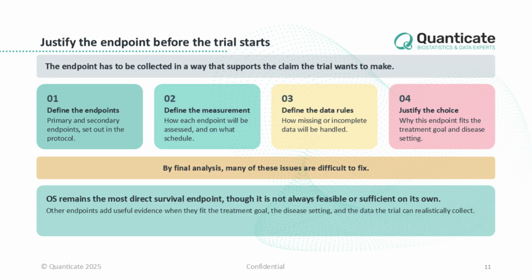OS remains the most direct survival endpoint, but it is not always feasible or sufficient on its own. Other endpoints can add useful evidence when they fit the treatment goal, the disease setting, and the data the trial can realistically collect.